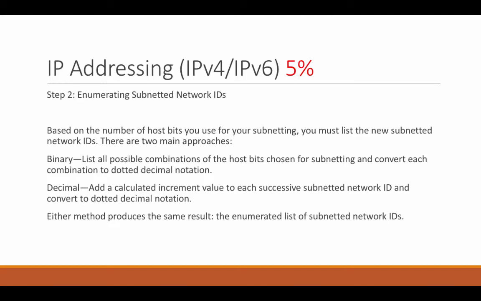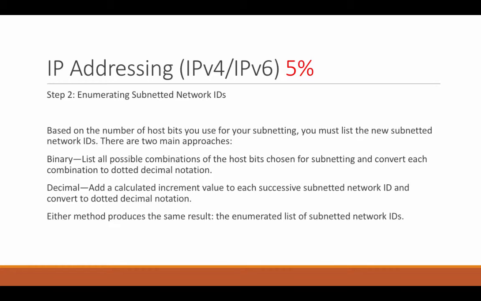Based on the number of host bits you use for subnetting, you must list the new subnetted network IDs. There are two main approaches to doing it: binary, which is listing all the possible combinations of the host bits chosen for subnetting and converting each combination to dotted decimal notation, or decimal, adding a calculated increment value to each successive subnet network ID and converting to dotted decimal notation that way instead. Either method produces the same result, the enumerated list of subnets via network ID.